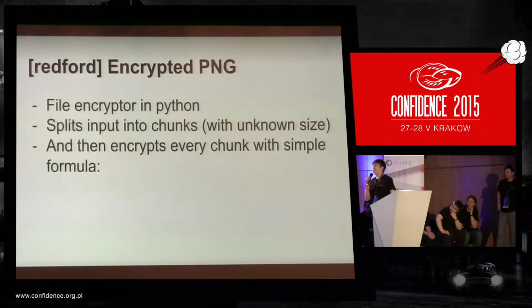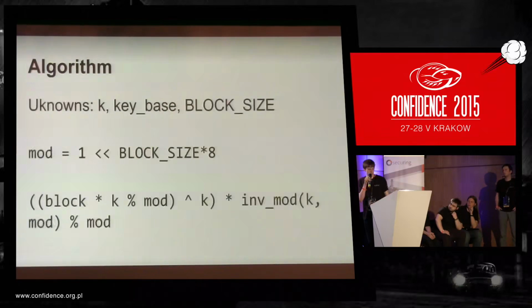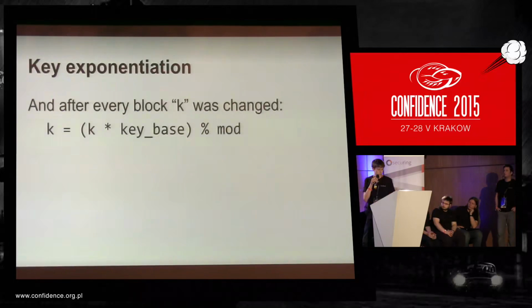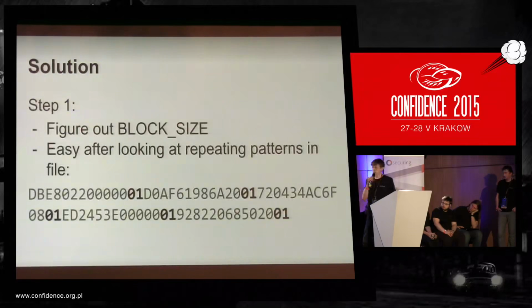Okay, the second task, encrypted PNG. You got the file encrypt.py in Python, which splits the input file into chunks of unknown size, and they get encrypted. So the algorithm was multiplying with k, XORing, and then reversing that multiplication. And for every block, the key was taken to the next power. Okay, that was the algorithm, and how to solve that.